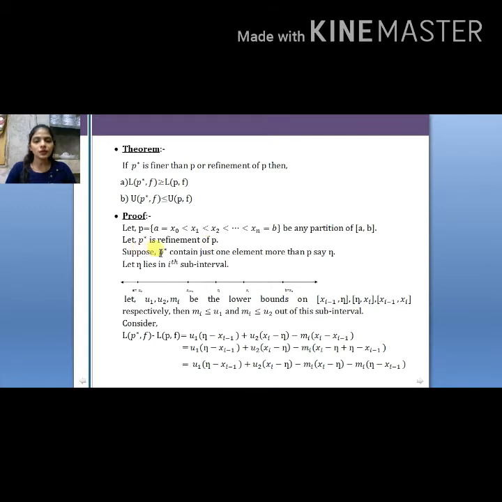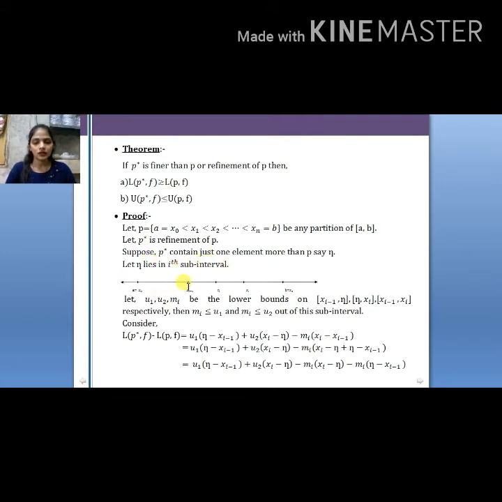That means suppose P* contains just one element more than P, say eta. Here P* is a refinement of P, then we consider P* contains just one element more than P, say eta. Let eta lie in a subinterval.